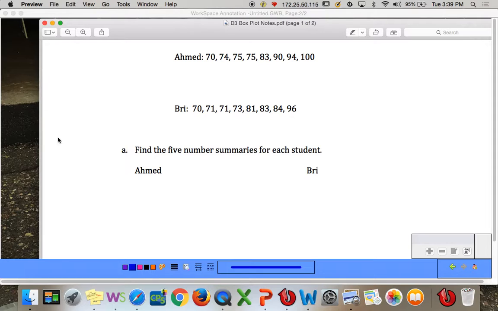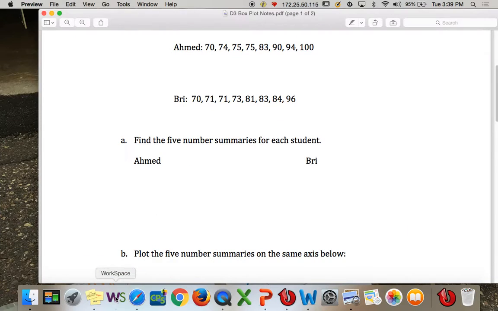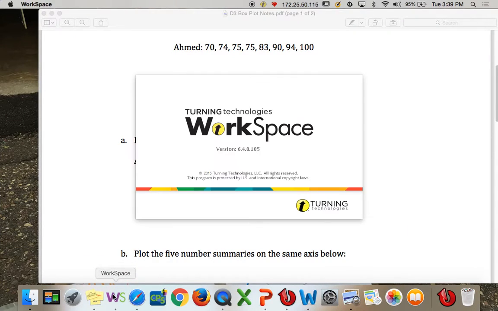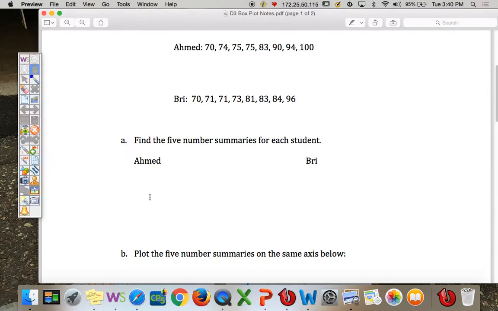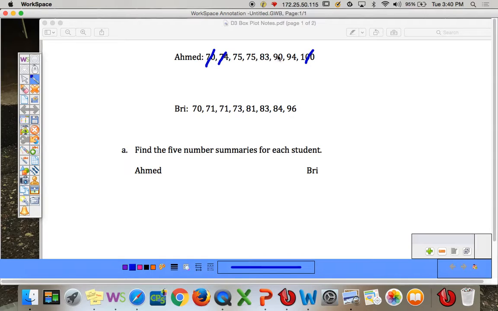Let's look for the median. And my workspace quit on me, so let me do that again. Okay, so the median is the middle, and I think it's helpful to cross off from the ends to find the middle. So for Ahmed, we would cross off his low and his high, and so on, until we got in the middle. And here it happens that there's 2 in the middle, so we are going to average those.